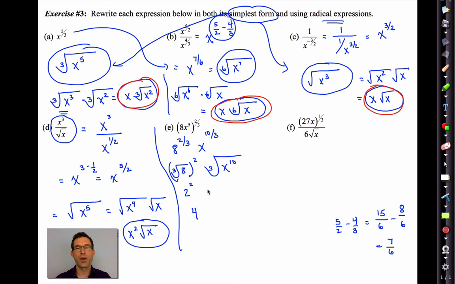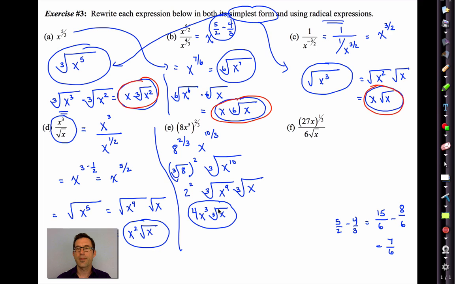This one we can now break into the cubed root of x to the 9th, times the cubed root of x to the 1st. Cubed root of x to the 9th is x cubed. Think about that for a second. x cubed times x cubed times x cubed is x to the 9th. And then we just have the cubed root of x.